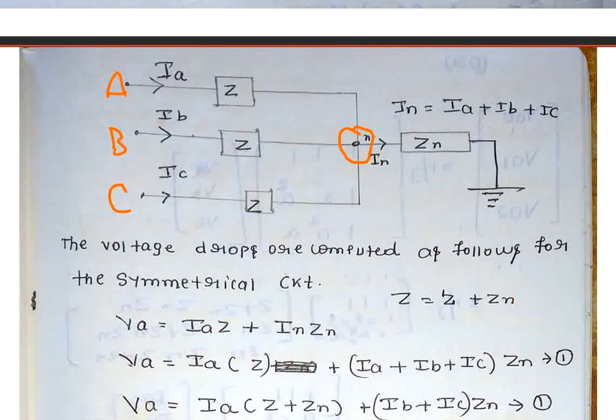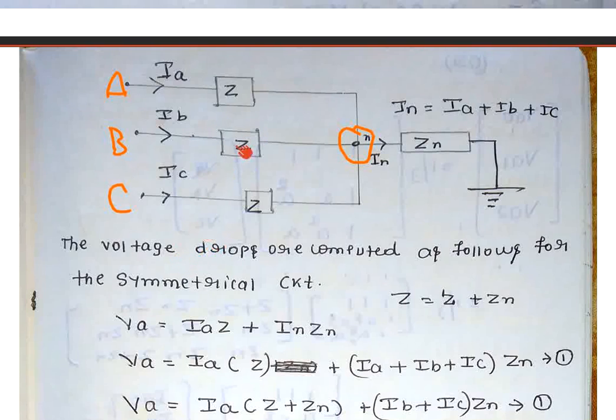Now can you tell what IN is according to KCL? This is my central neutral point. So IA, IB, IC are the incoming currents and IN is my outgoing current. What does KCL state? IN equals IA plus IB plus IC.